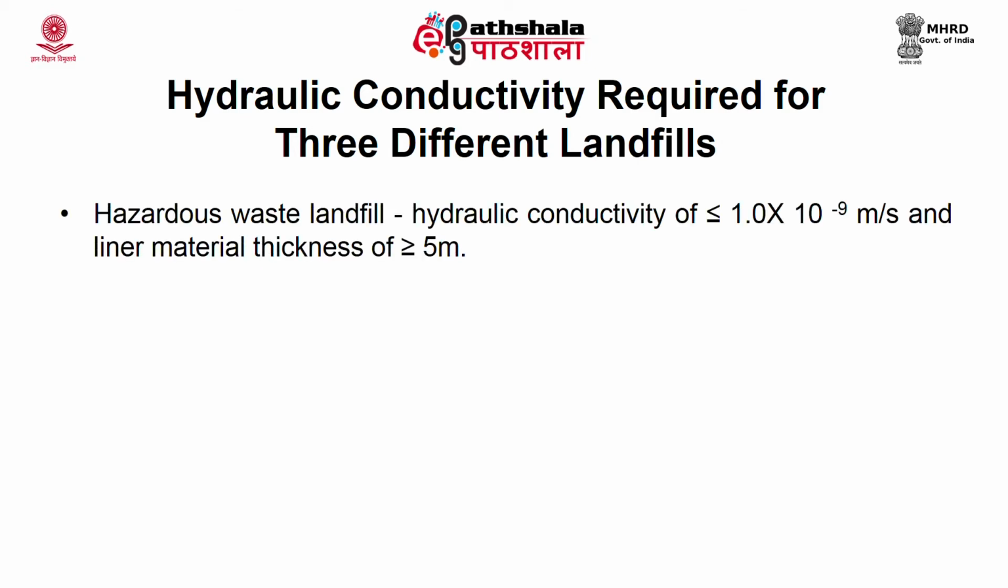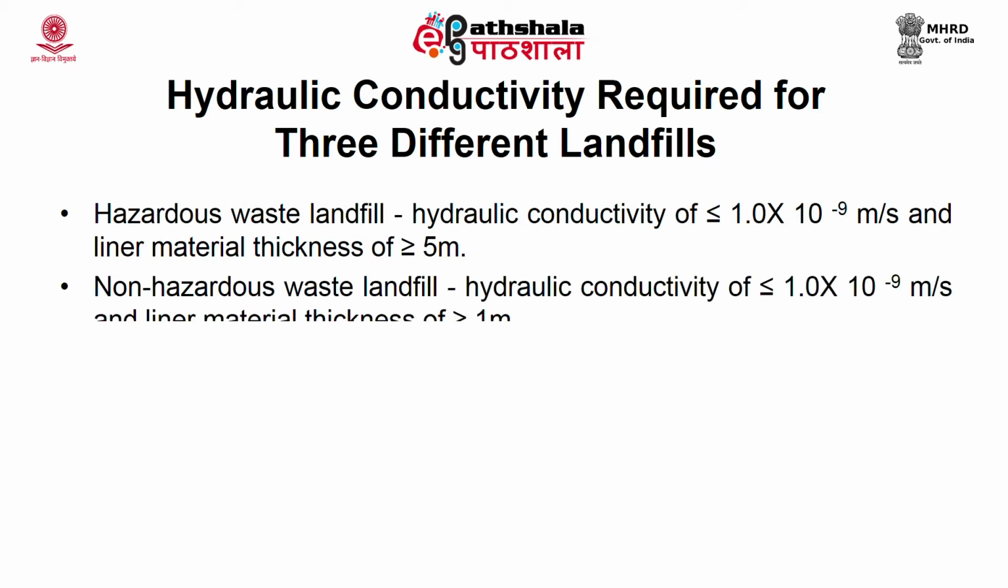For a hazardous waste landfill or a secured landfill, a hydraulic conductivity of less than or equal to 1 into 10 to the power of minus 9 meter per second and a material thickness greater than or equal to 5 meter can be used. On the other hand, for a sanitary landfill where non-hazardous wastes are loaded, a hydraulic conductivity of less than or equal to 1 into 10 to the power of minus 9 meter per second will be sufficient, and the thickness of the liner material can be greater than or equal to 1 meter.